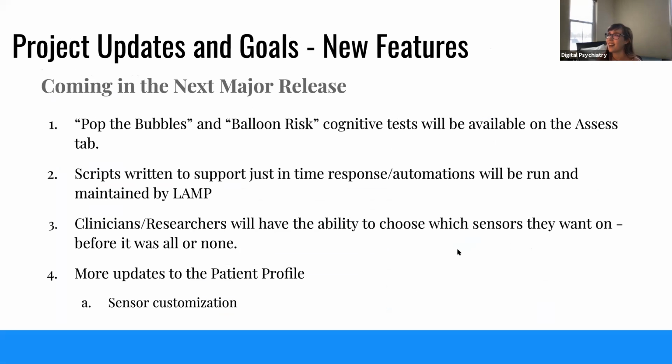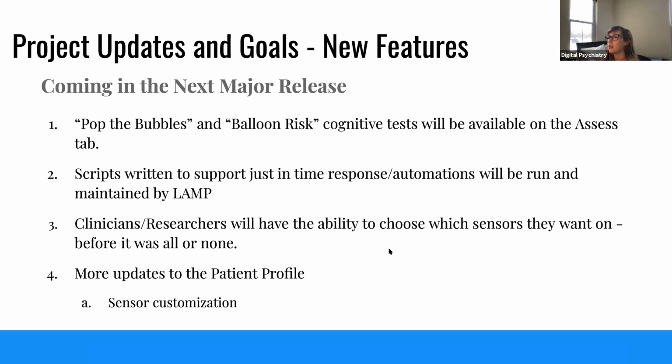Great. And then these are some new features that we have coming up next in our roadmap. So we have a couple new cognitive tests that will be available that some collaborators have developed, as well as scripts to help start just-in-time responses or automations. This is kind of our bridge between full-on automations and writing a script and having to do it more manually. But this is now going to be maintained and run by LAMP.